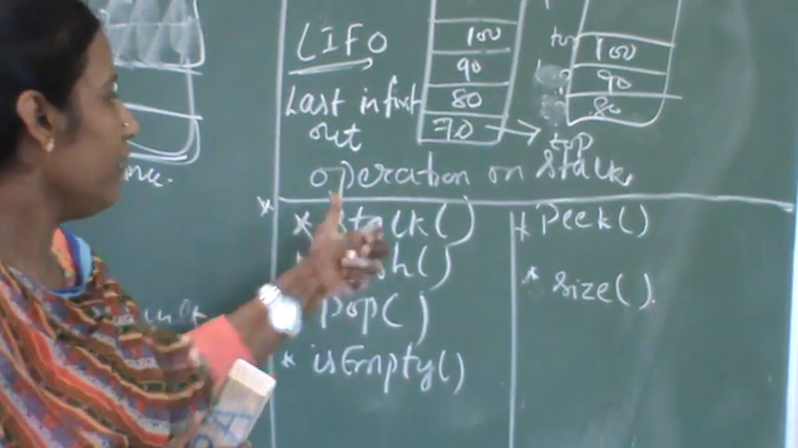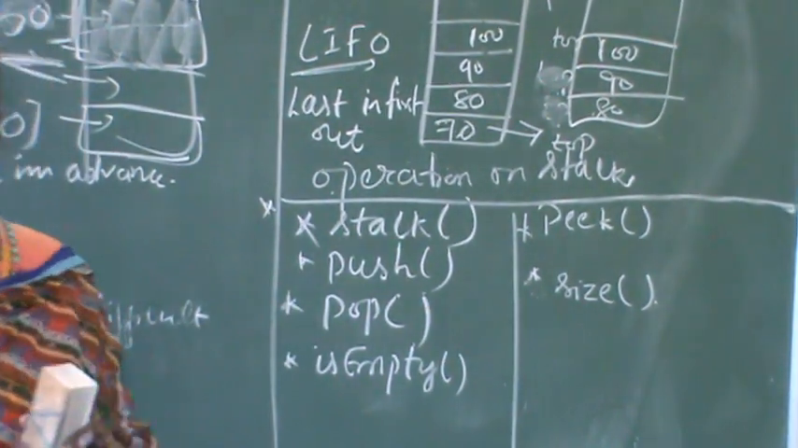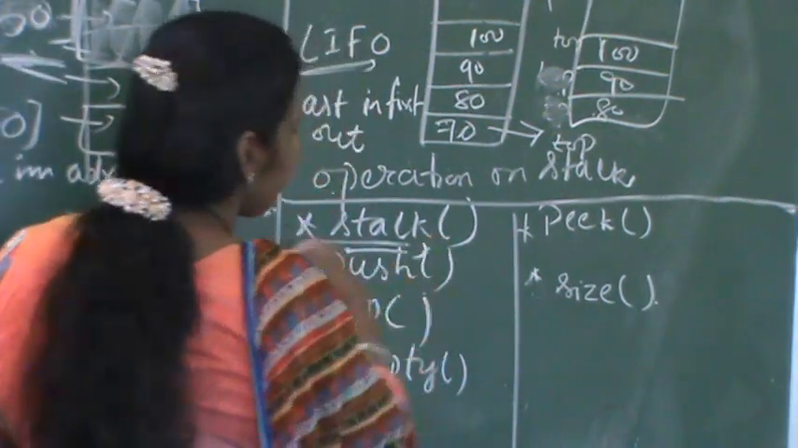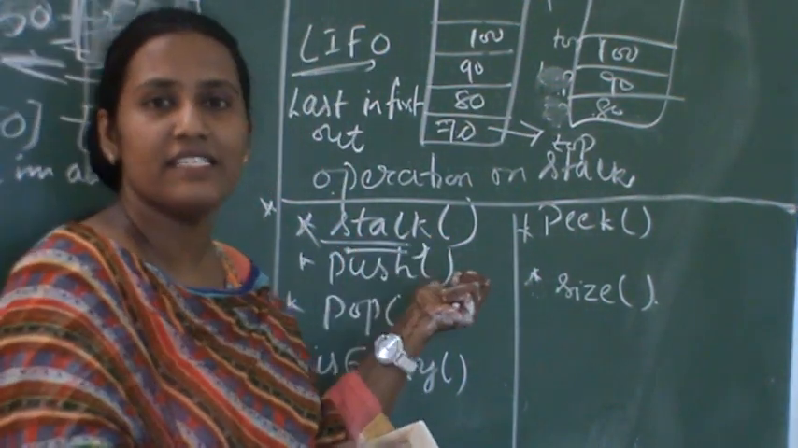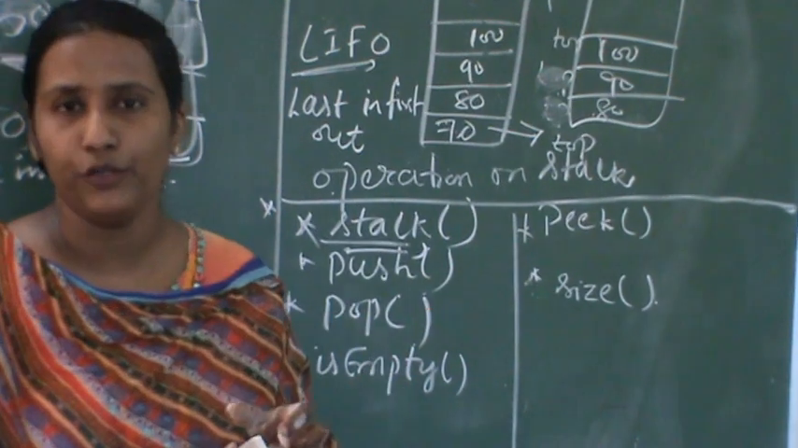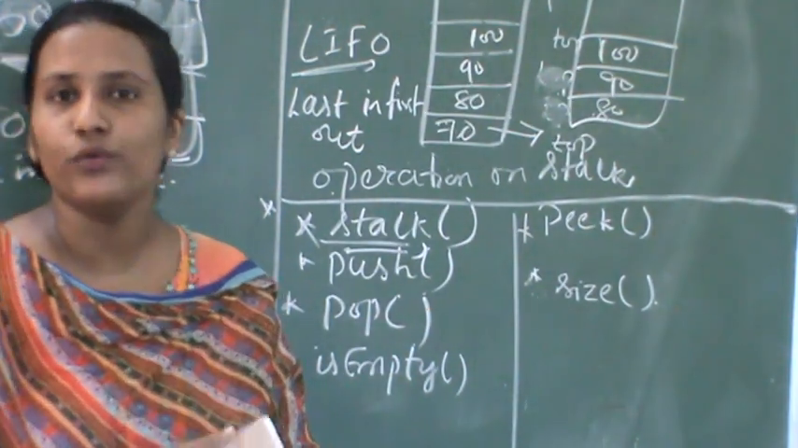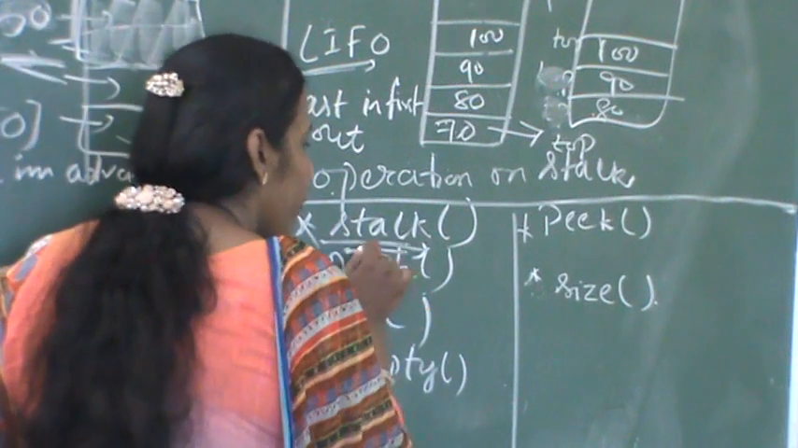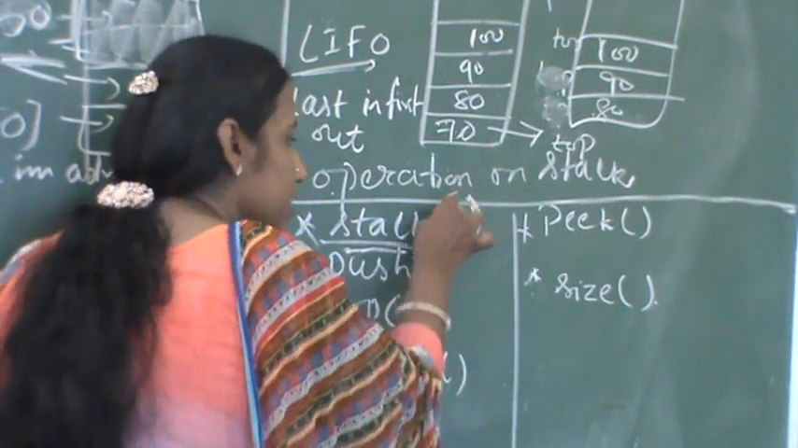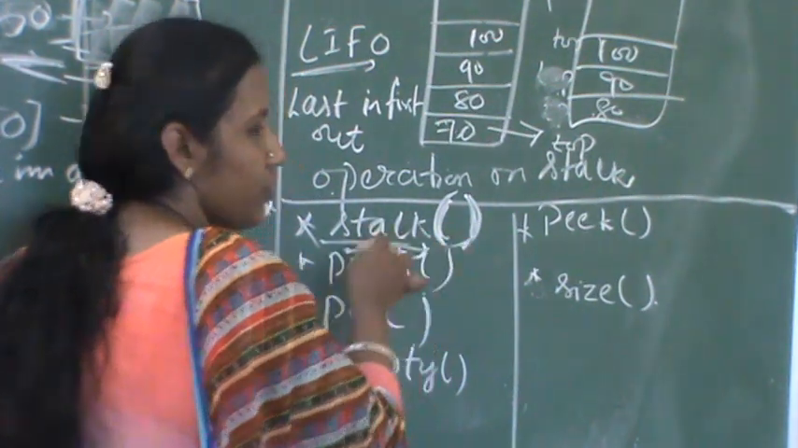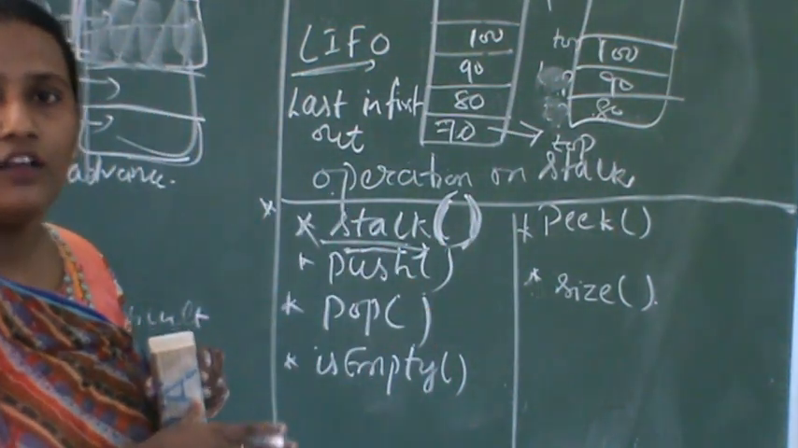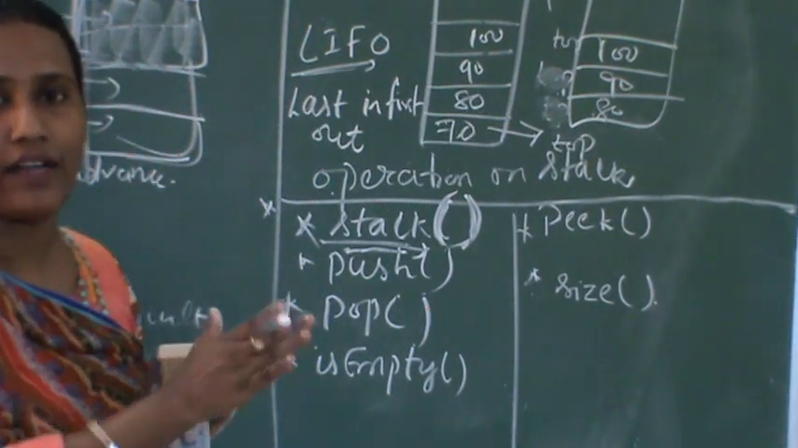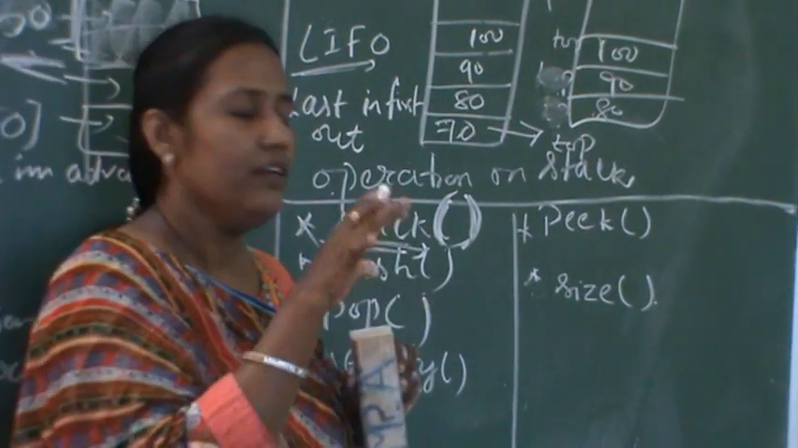That is the stack function. The stack function is used to create a new stack, because before using the stack we need to create it, is it not? The brackets indicate a function. So the stack function is one of the operations of the stack. It is used to create the new stack where we store the data.